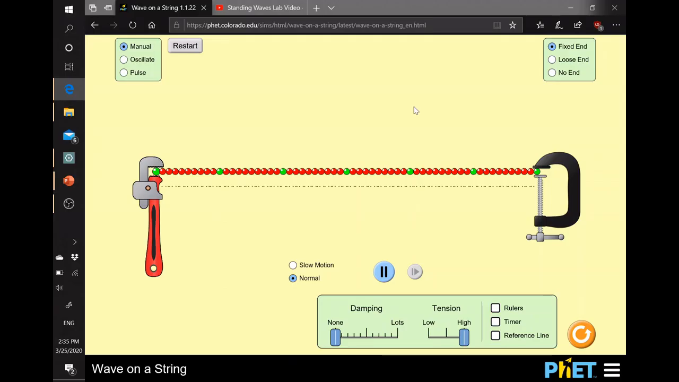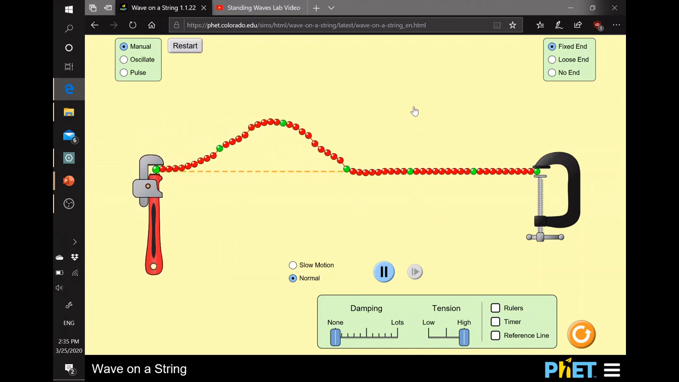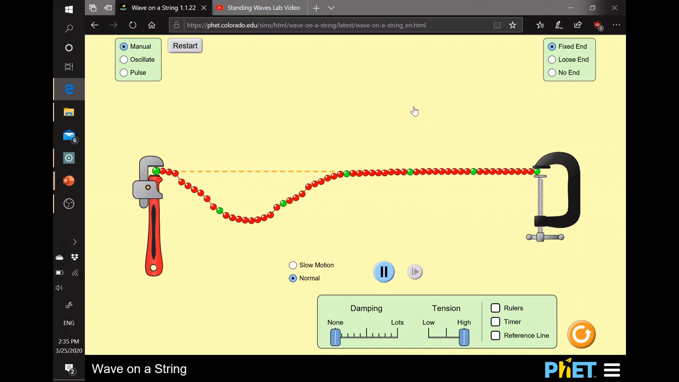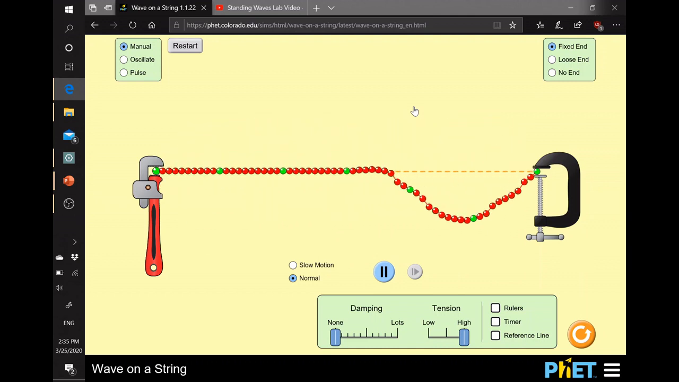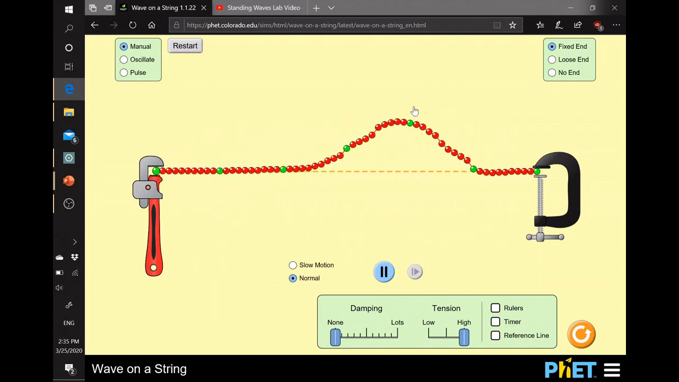First, recall from lecture that when we have a string that's fixed at one end, when the wave hits that end, it reflects, and when it's fixed, the wave becomes inverted. So if we send a wave down the string, it's inverted when it hits that right end. Now in this case, actually, the left end is fixed too once I stop moving the wrench, so every time it hits the wrench, it also inverts.